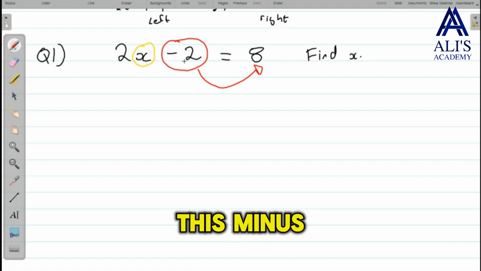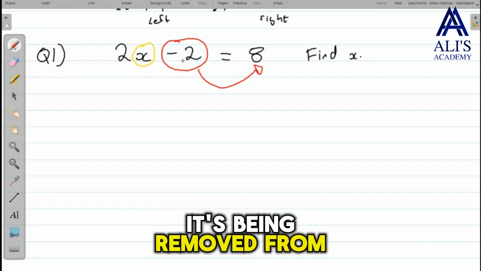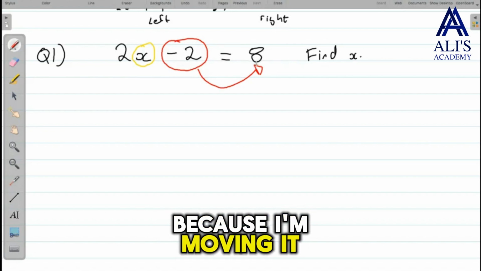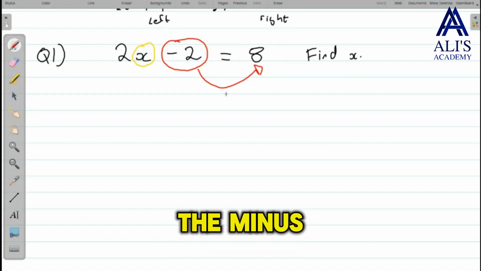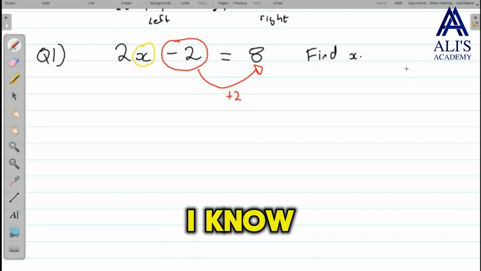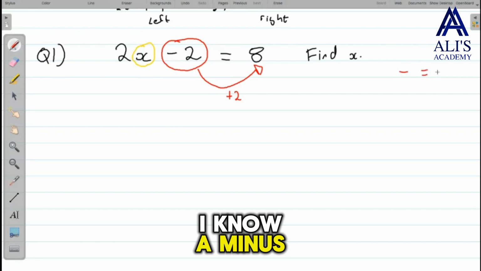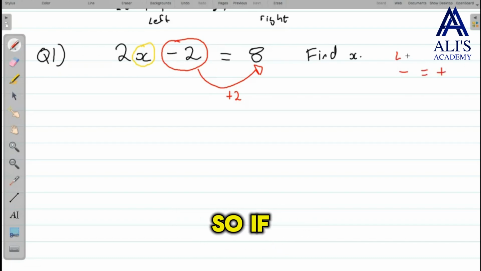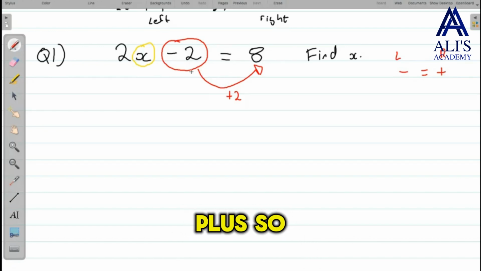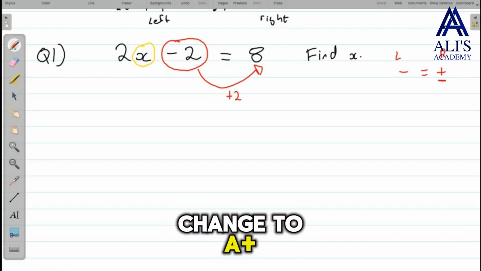Now, when I move this -2, it's being removed from the left side and it's being moved to the right side. Because I'm moving it, I need to change the sign. The minus will become a +2, because from our table, I know a minus will turn into a plus. So if you have something on the left side which is a minus, on the right side it will become a plus. So I'm moving this -2 to the right, and it's going to change to a plus.